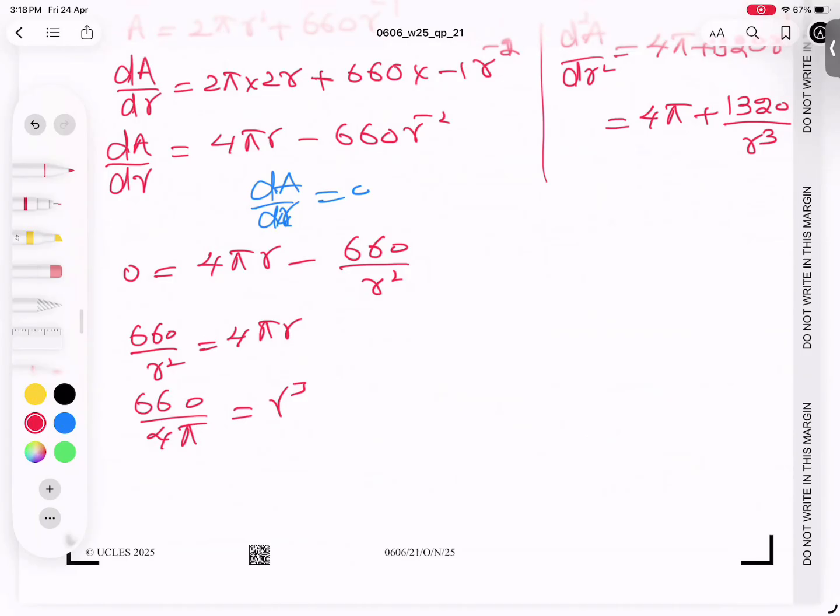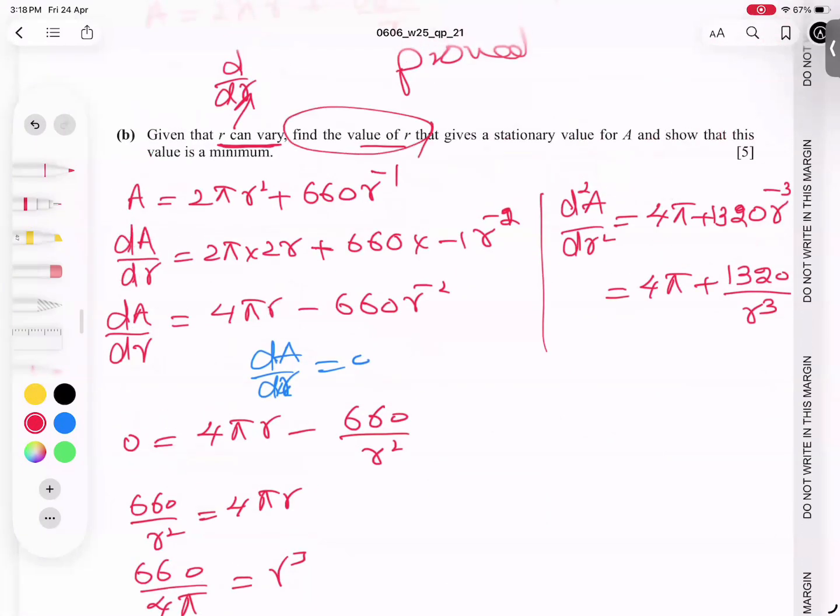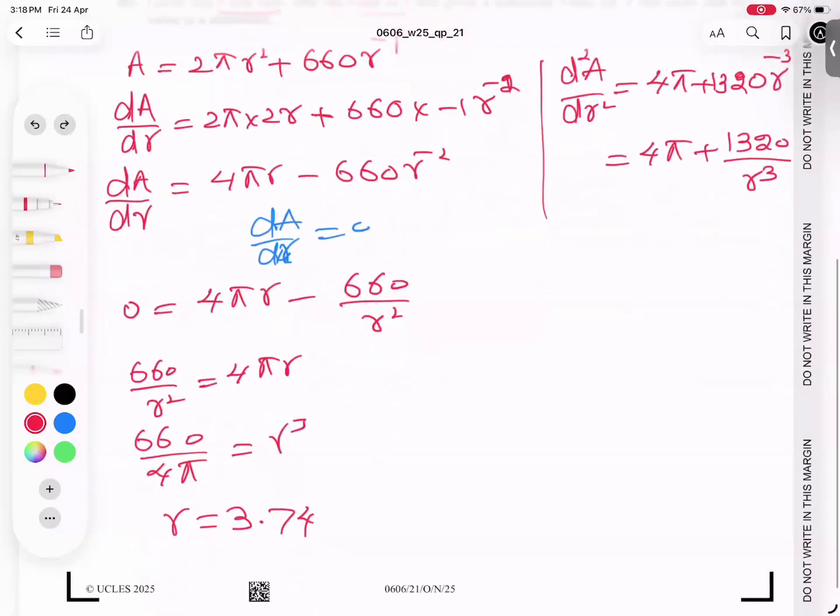And when I take a cube root of this, the R value turns out to be 3.74. So is the question done? Not at all. It says find the R value and then find the stationary. So for the nature formula, this value I'm going to plug in here, and I have to prove it is a minimum.